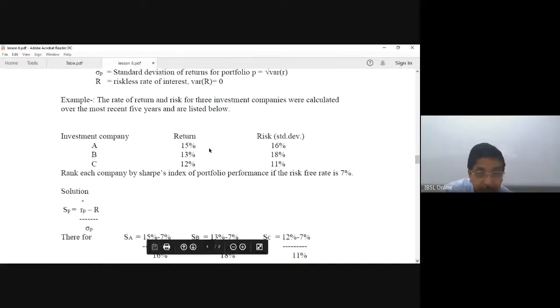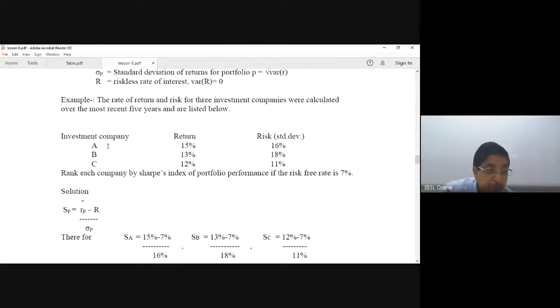The rate of return and risk for 3 investment companies were calculated over the most recent 5 years and are listed below. Now these are the averages. For investment company A, return is 15%. Standard deviation of return is 16. Rank each company by Sharpe's index of portfolio performance if the risk-free rate is 7%.